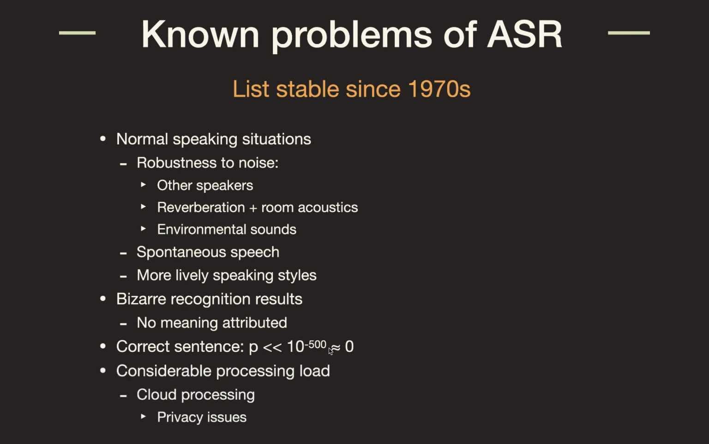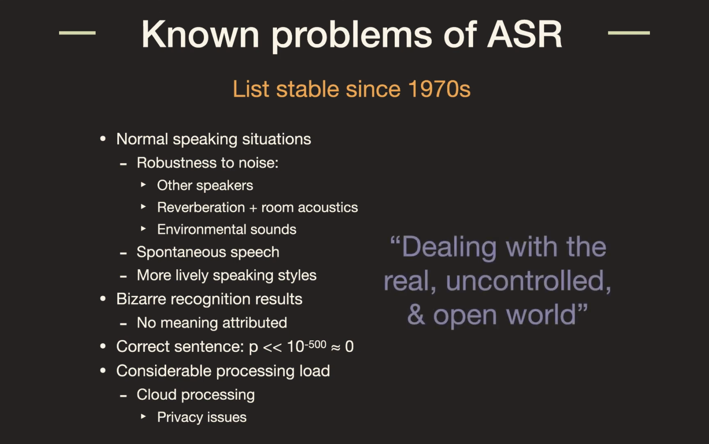Then, of course, there always is a considerable processing load, which makes cloud processing with dedicated computers a good idea, but that leads to privacy issues. For example, the Amazon systems send stuff to a central computer, process it, and then give you the results back. But the end result is that you have a system listening to whatever you say. So, in general, since the 1970s, we have a problem with dealing with the real, uncontrolled and open world, and that is the result of closing the system.